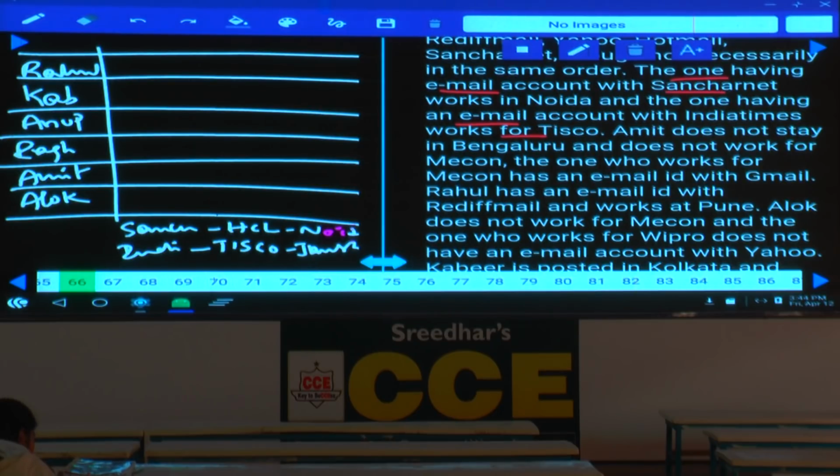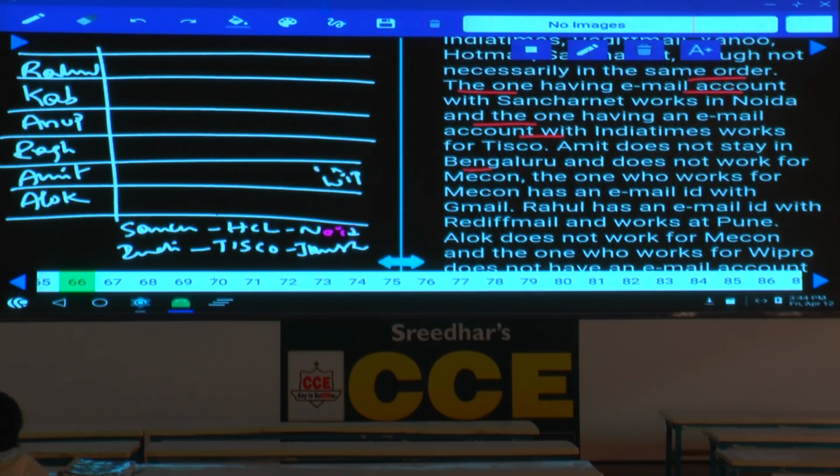Next one, Amit does not stay in Bangalore. That means Bangalore is Wipro, and Amit is not working in Wipro. Done with this? And Amit does not work for Mecon, which implies that Mecon is also ruled out, isn't it? So this person cannot be with Mecon, cannot be with Wipro. And there are 3 more possibilities.